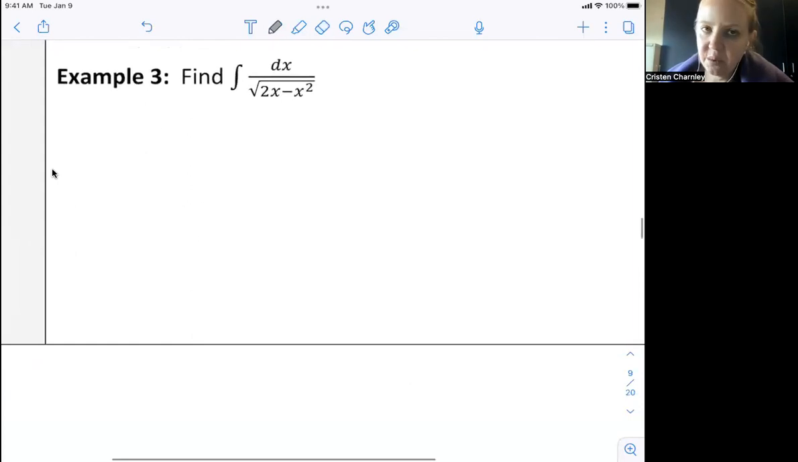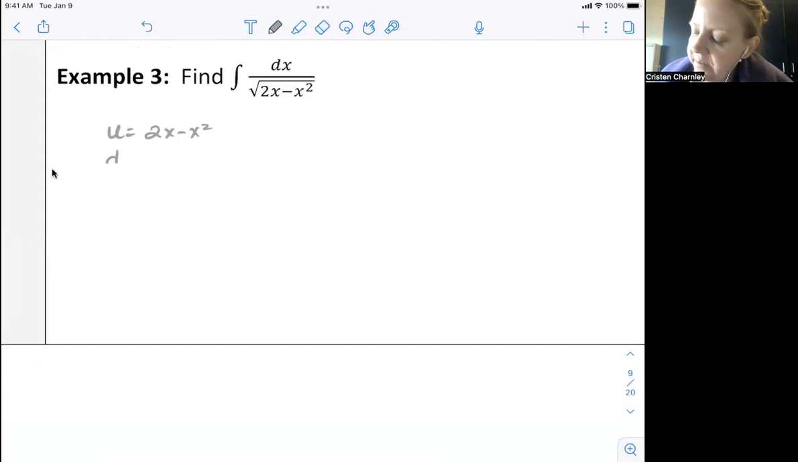So if I were to try this as a regular u substitution problem, it looks like that u would be equal to 2x minus x squared. And the derivative of that would be 2 minus 2x. Well, I don't have a 2 minus 2x in the numerator. I don't have anything that could be close to a 2 minus 2x. So regular u substitution does not work here. So we have to try something else.